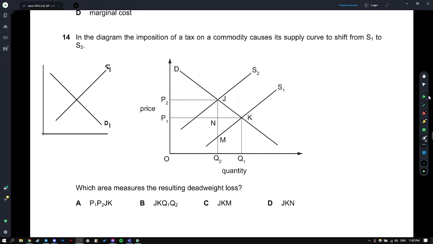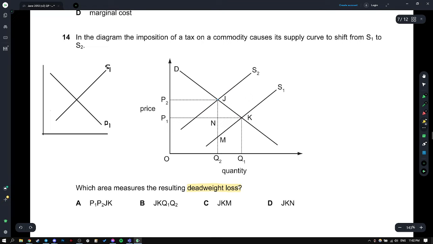My name is Colin. I'm going to explain to you a tax question from a past paper. The question states, in the diagram, the imposition of a tax on a commodity causes its supply curve to shift from S1 to S2. Which area measures the resulting deadweight loss?